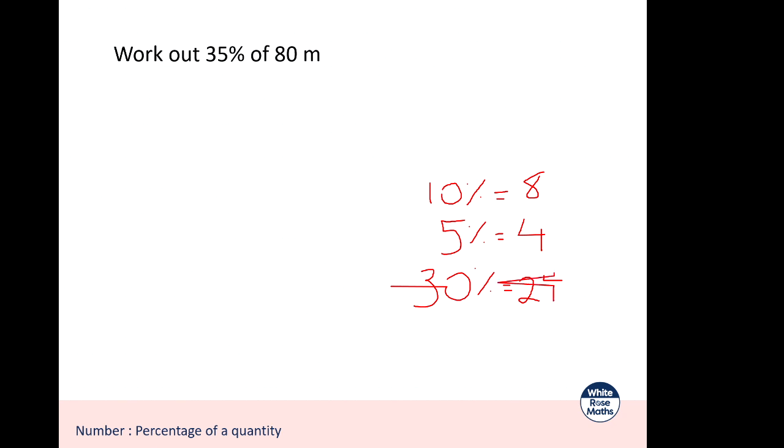Yes, spot on. So 35% is going to be 24 plus 4, which is 28.